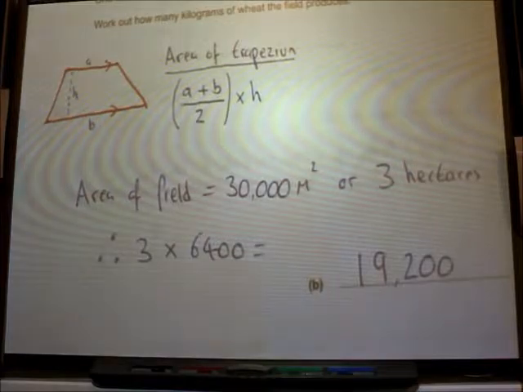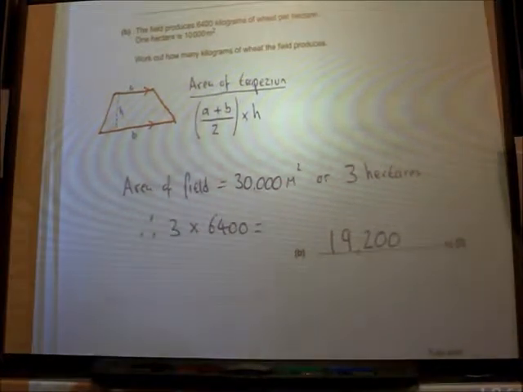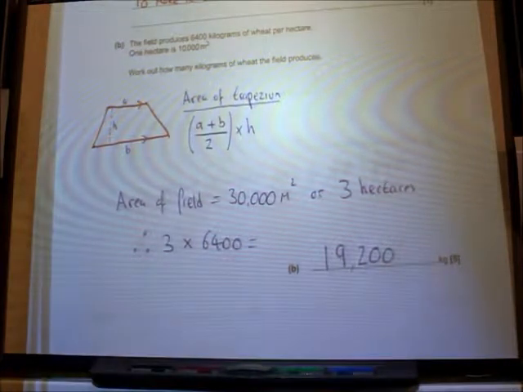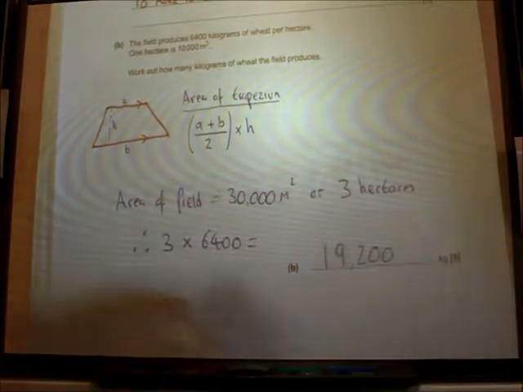It's a bit of a fiddly one, but there are quite a lot of marks there, and it's fairly straightforward stuff. You would have been taught this probably in year 8 or 9, so you need to think back and make sure you can do basic area questions. Question 13, moving on.